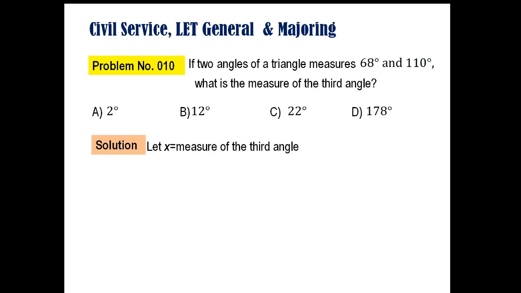Okay, solution. Let x be the measure of the third angle. So this is the formula: you're going to add the measures of the two angles of the triangle and then add x, which is the unknown number, and that's equal to 180 degrees. Because 68 plus 110 is 178, x is equal to 180 degrees minus 178 degrees. X is now 2 degrees. Alright? So the correct answer is letter A.